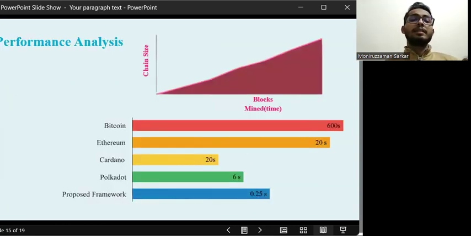And now I will describe the performance analysis of the proposed framework. Here we see in the top graph that the chain size increases as the block mine time or block mines increase. If the block mines increase, then the chain size increases. That is one of the worst things about blockchain, we can say.